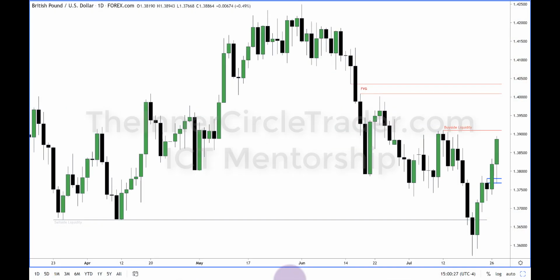All right, so here is the daily chart of the British pound, and we have recently swept the sell side liquidity pool here. Drove below that, has come up. On this day here, we had a down close candle. So I'm noting the high and the opening price. Those are the two levels I'm interested in.